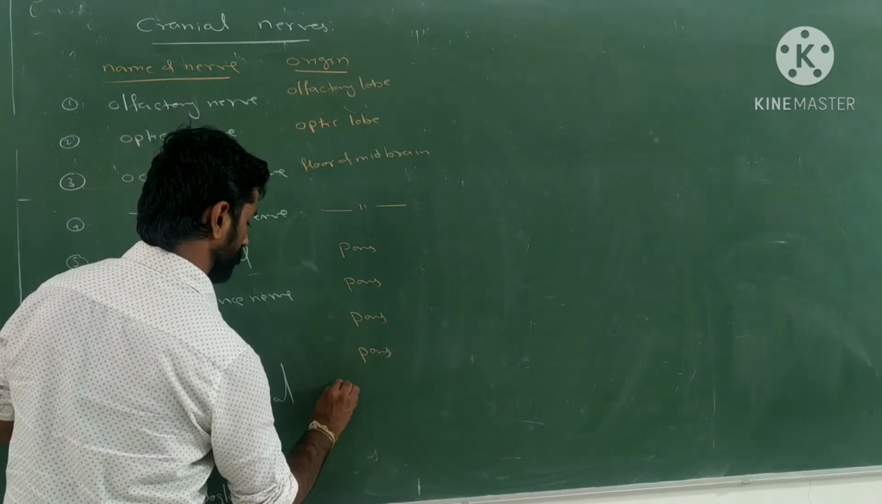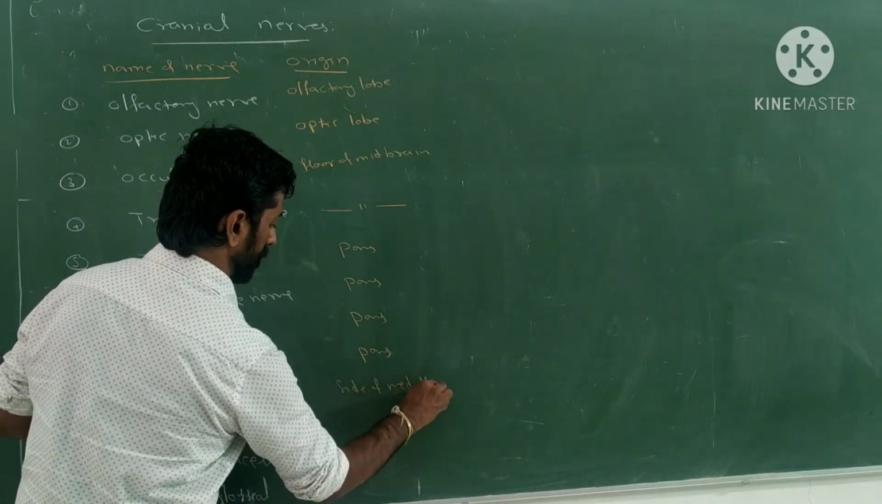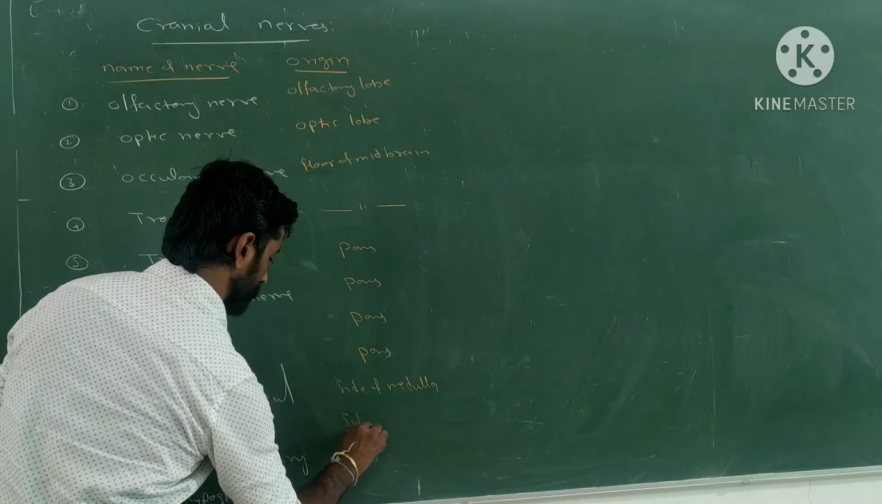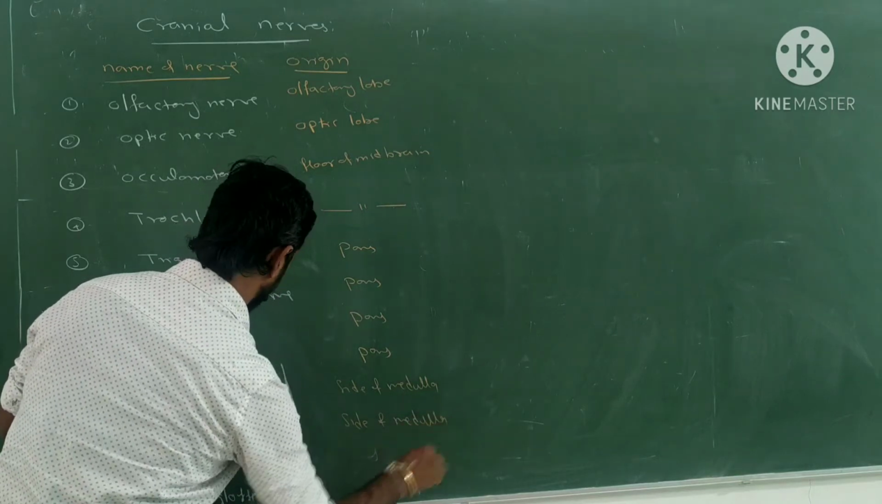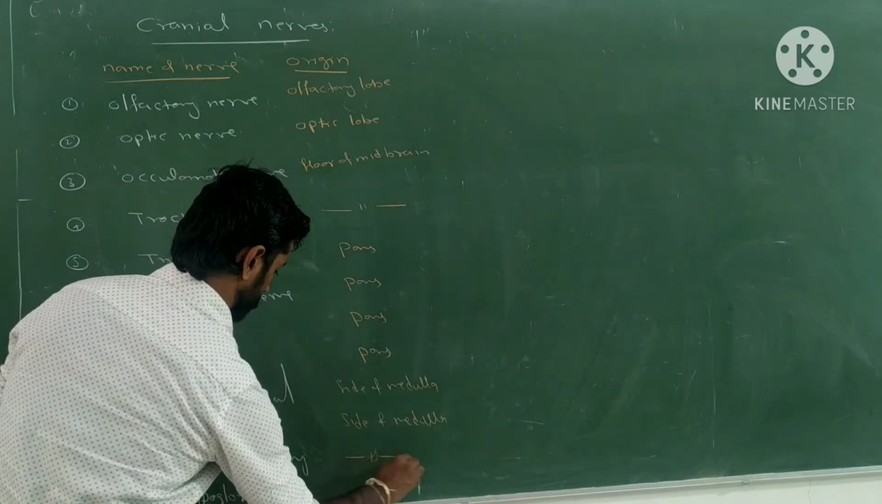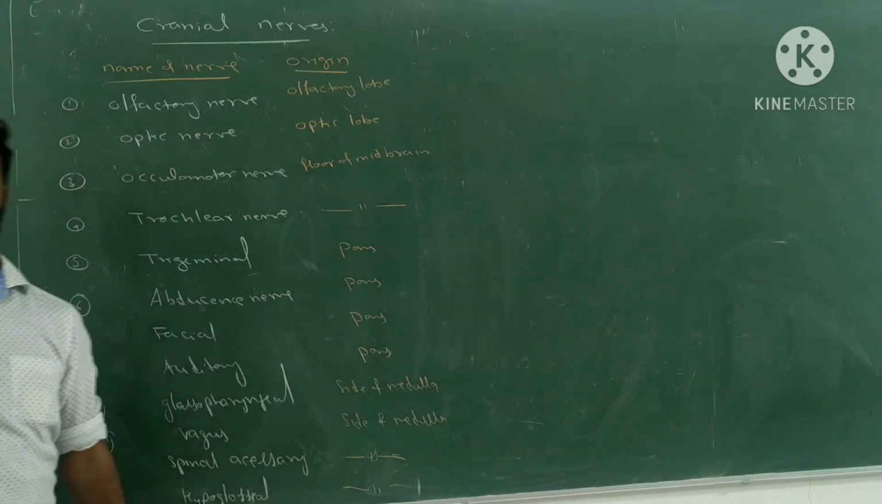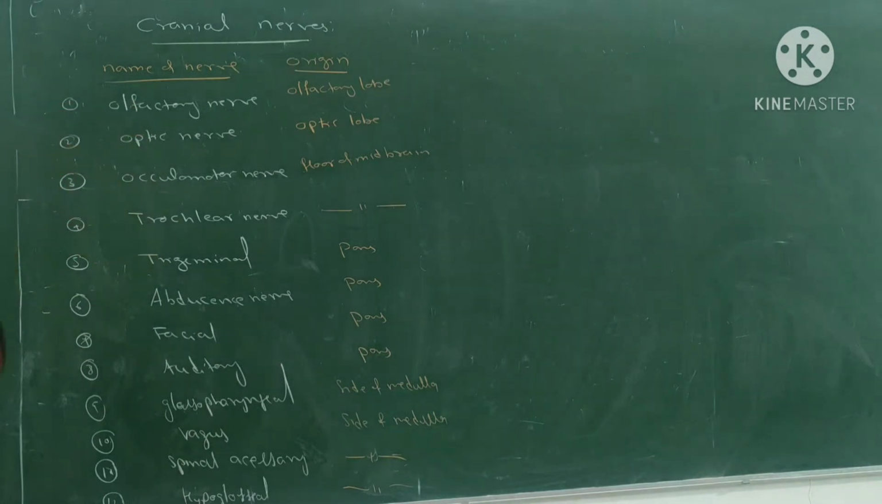Next is glossopharyngeal, which is from the side of the medulla. Next, the vagus is also from the side of the medulla. The remaining two are also from the side of the medulla only. So these are the origins of the various cranial nerves.